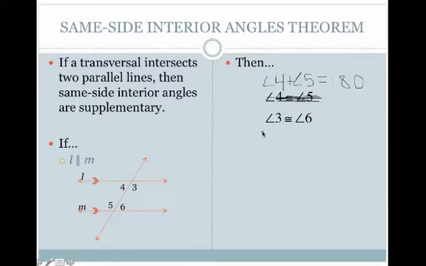Okay, and then we should also have that the measure of angle 3 plus the measure of angle 6 equals 180, not that 3 is equal to 6. Because 3 and 6 are same side interior, 4 and 5 are same side interior, so they add up to be 180.